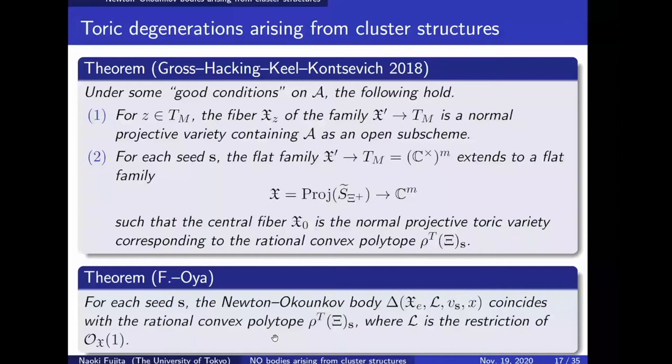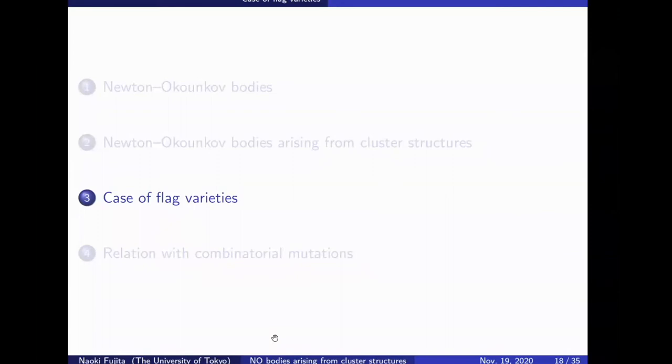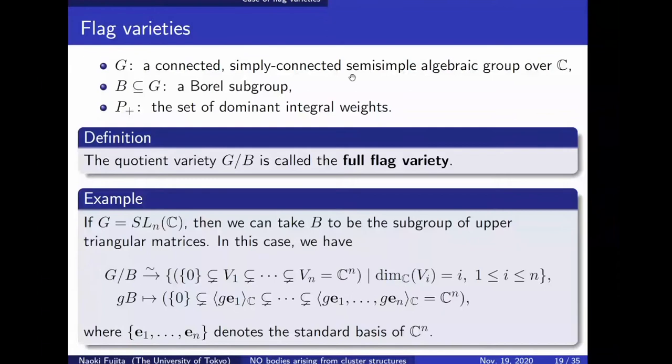Now, let us consider the case of flag varieties. Let G be a connected, simply connected semisimple algebraic group over C and B a Borel subgroup. Then the quotient variety G/B is called the full flag variety. If you are not familiar with this theory, then please regard G as the special linear group SL_n(C), and B as the subgroup of upper triangular matrices. In this case, the flag variety G/B is the set of sequences V_1 to V_n of linear subspaces of C^n, such that each V_i is i-dimensional.